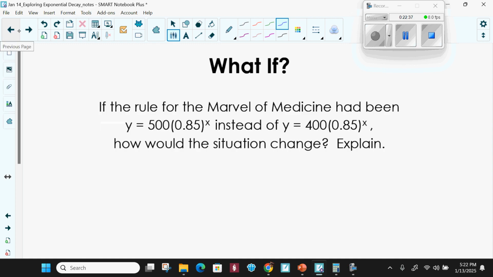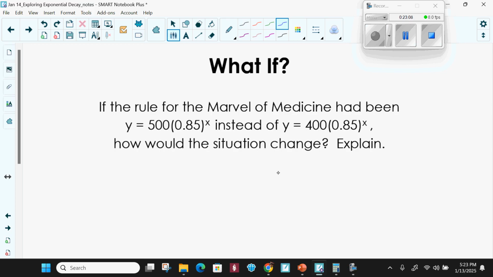Now let's do a little summary and see if you guys understand. In class, I'll give you time to discuss this so you can see what's going on. Again, this is a summary question for those of you absent. You can put this on the back of your notes and just answer it. Write this down. If the rule for the medical marvel of medicine had been 500 instead of 400 milligrams to start with, how would the situation change?